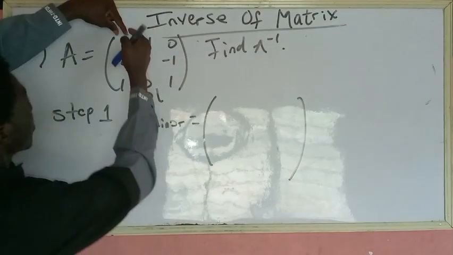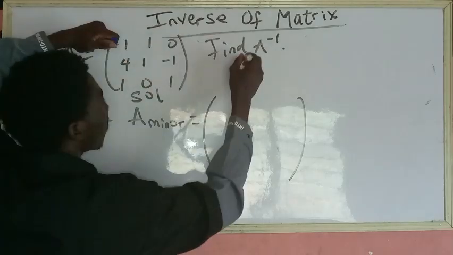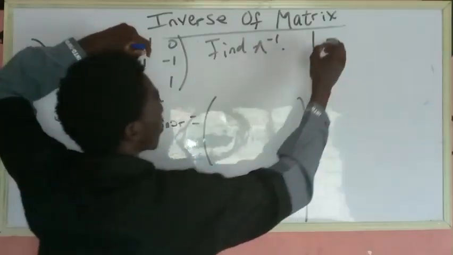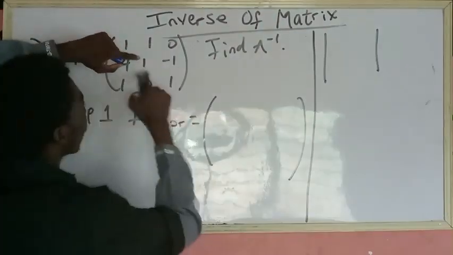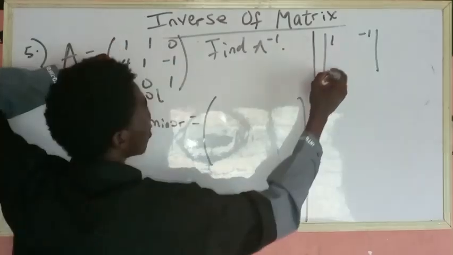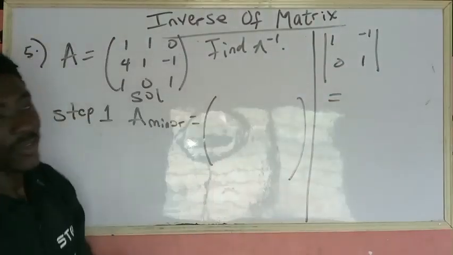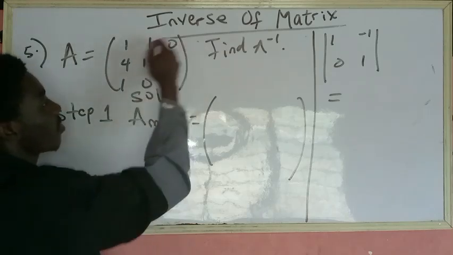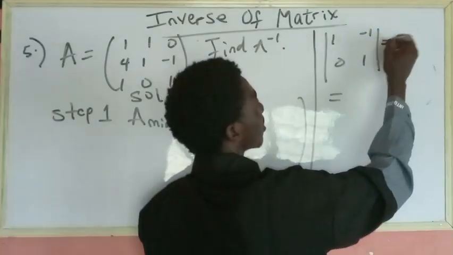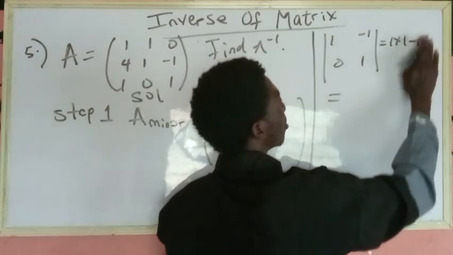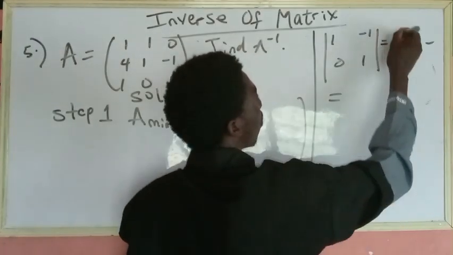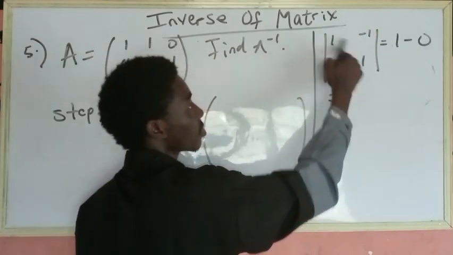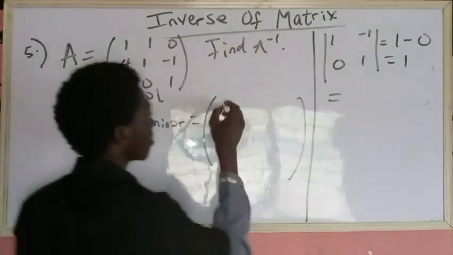A minor is covering this place and covering this place. I have the determinant of 1, minus 1, 0 and 1. Right? You can see the number 1 blocks this column and this row. So I have the whole of this. And in that case, that is 1 times 1 minus 0. This and this is 0. So 1 minus 0 is 1. That means here is 1.